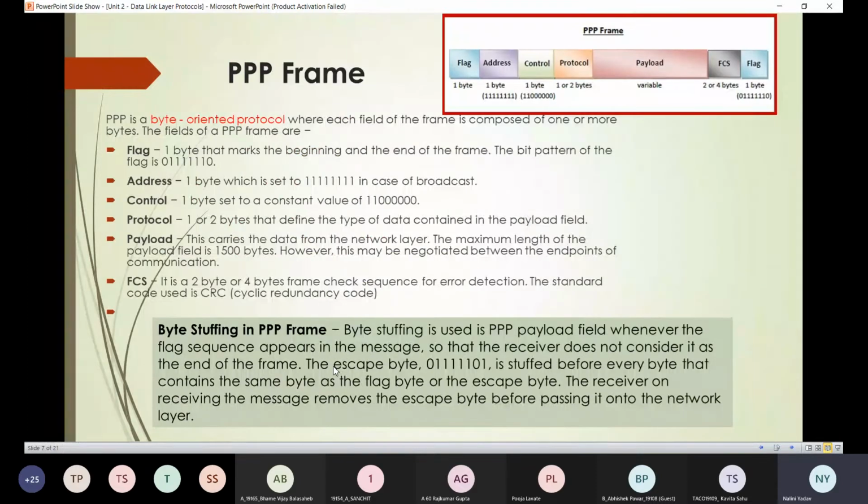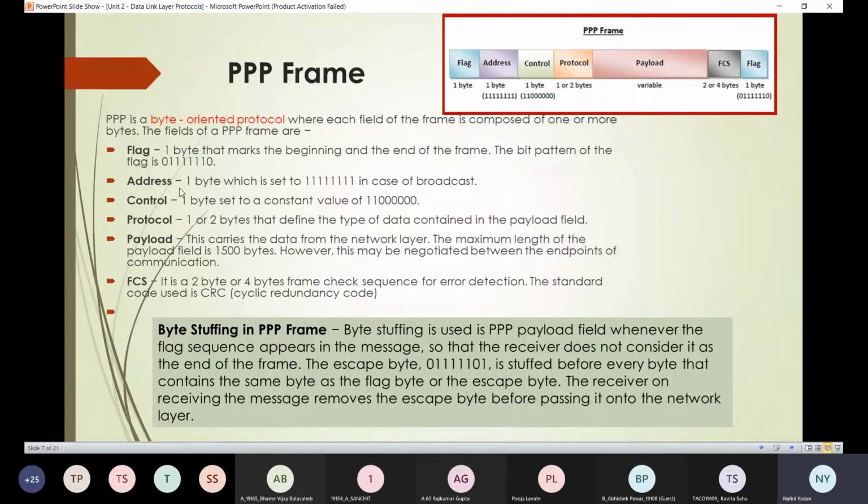Now let's look at the PPP frame format. At the top, please look at this frame format. In a PPP frame, we have a flag, then an address, control, then protocol, and then payload. Payload is the data. So let's look into detail at all these fields. As we already know, the PPP protocol is a byte-oriented protocol. Correct? So the first field is the flag, which is 1 byte that marks the beginning and the end of the frame.